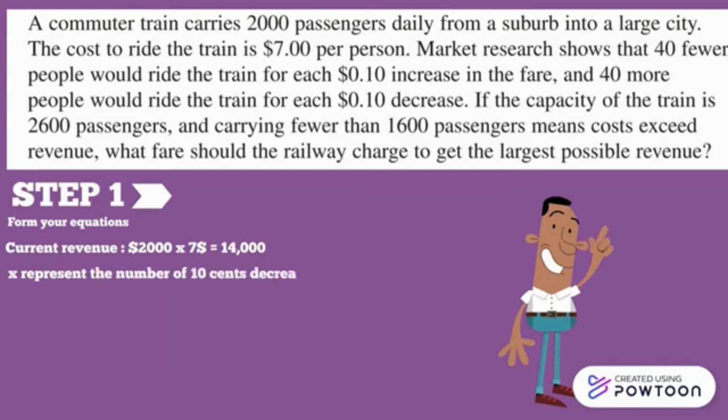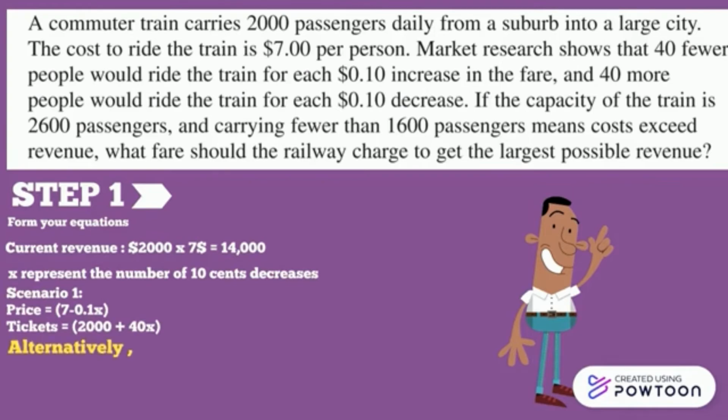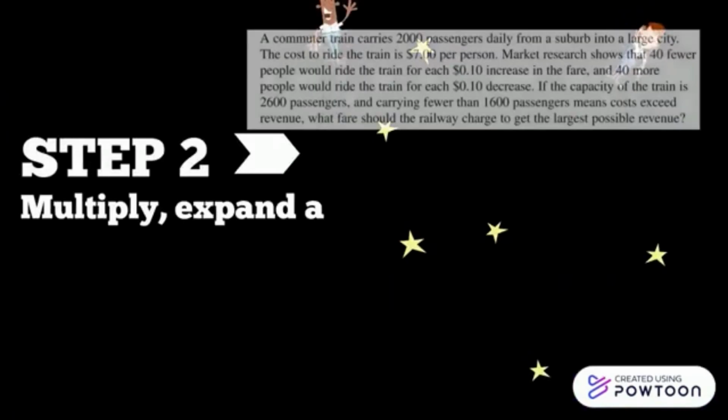Then we can write the expressions for both the number of passengers and the fare per passenger as follows. Price equals 7 minus 0.1x and tickets equals 2,000 plus 40x. Alternatively, we can also let x represent the number of 10-cent increases in the fare, where the expression will look like this. Price equals 7 plus 0.1x and tickets equals 2,000 minus 40x. We will continue using the equations from scenario 1.